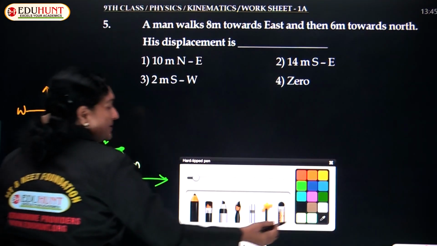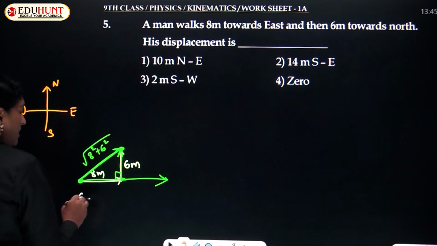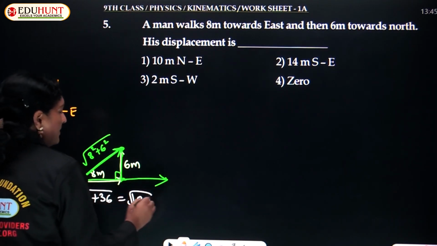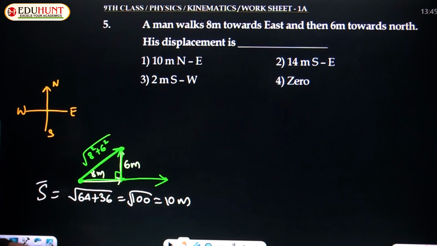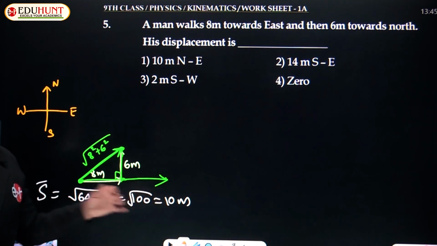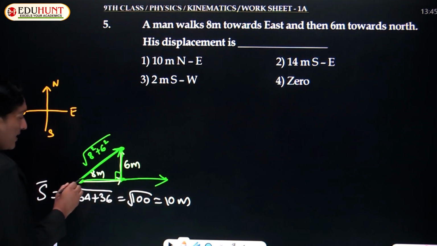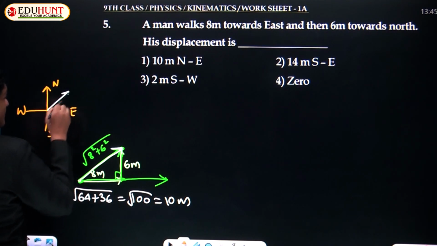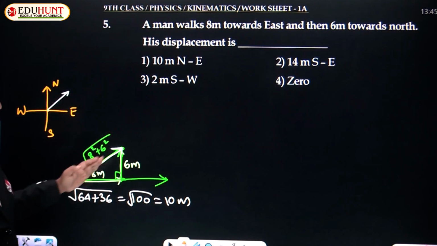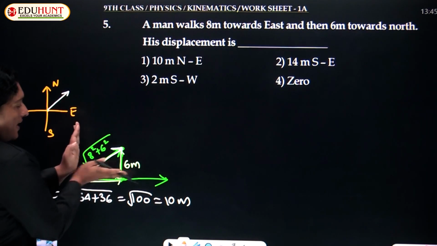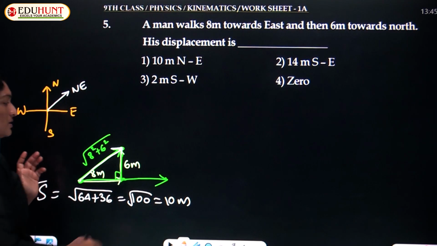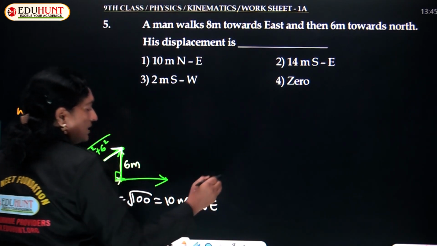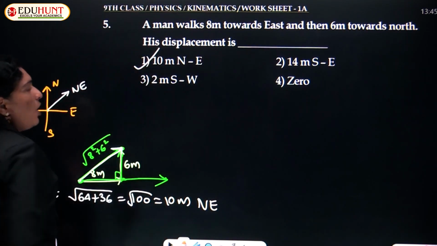How much is the 8 square plus 6 square? The value must be 64 plus 36, and root 100 is found to be 10 meters. So displacement vector is equal to 10 meters. Only magnitude was 10 meters. What about the direction? Here the direction is in this direction, something like this. So direction is something in between north and east. So this is northeast. Which direction is that? Northeast. So displacement is 10 meters northeast. Therefore, the correct option must be option 1.